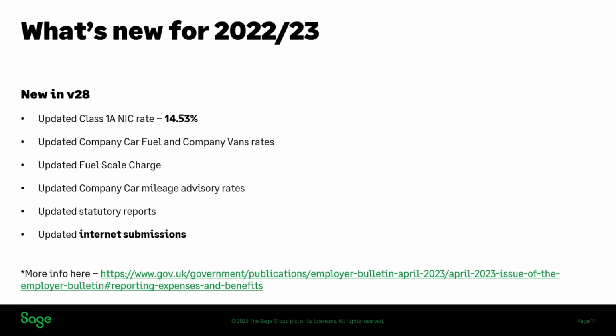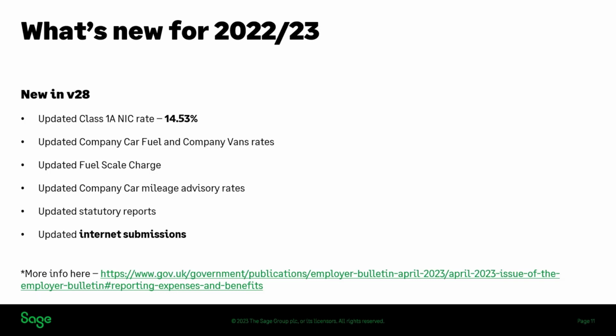So what they've done for the Class 1A rate is they've annualized that percentage based on the different rates that were in force over the course of the year. And your Class 1A NIC for this tax year will be 14.53%. And of course, that will return back to 13.8% in 2023 to 24.